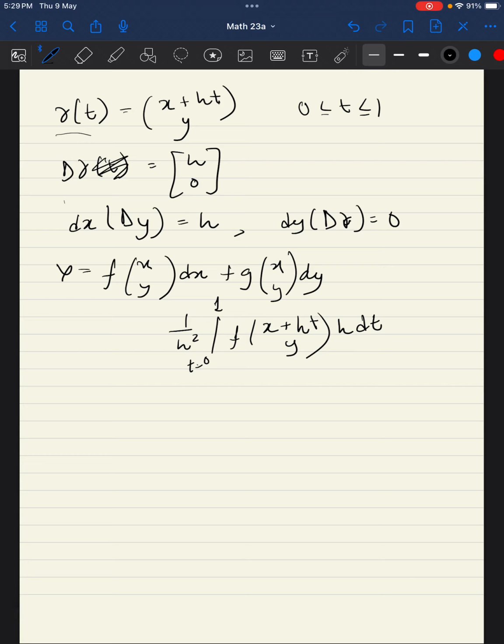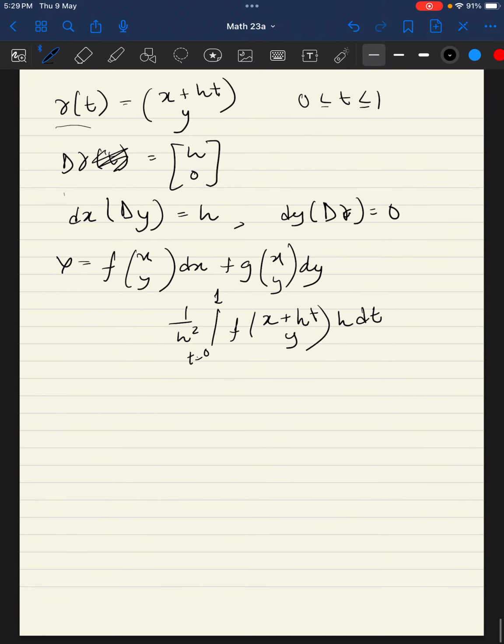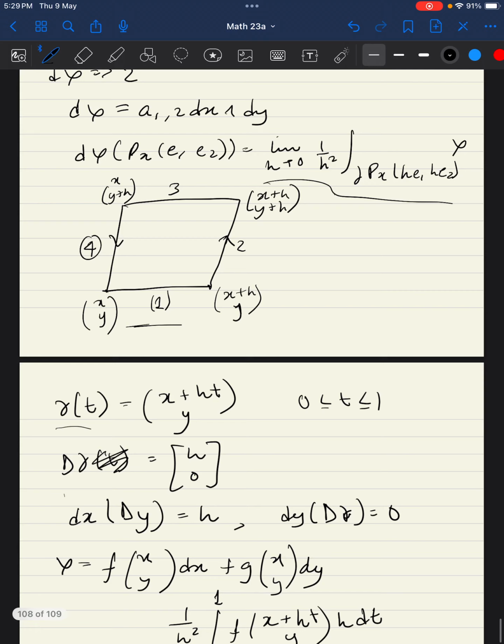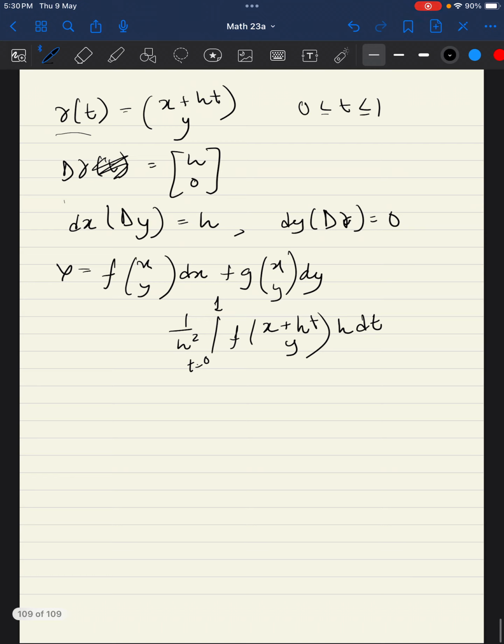Then we're going to do the next one, which is on side 3, also because it's going the other way and it's going to be easier to do this. So in case of side 3, it goes from x plus h and y plus h to x and y plus h. So in this case, we already know that it's only the x plus h term that's changing.